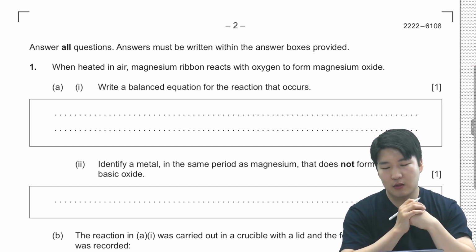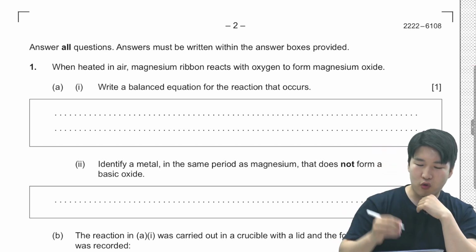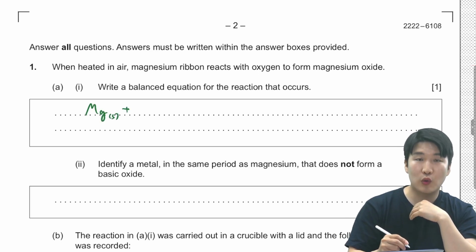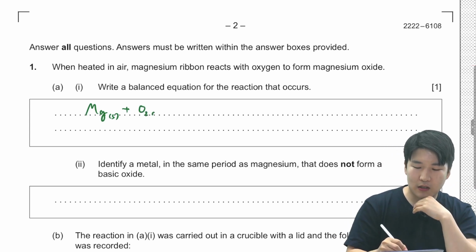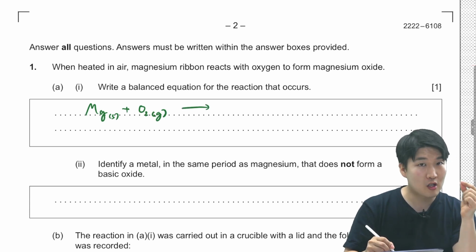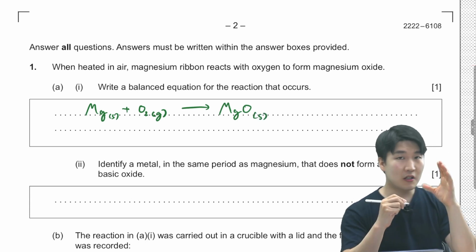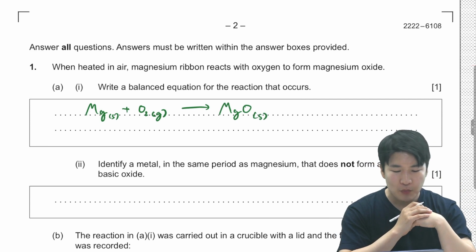Magnesium is being oxidized to magnesium oxide, and we're going to write the balanced equation for this reaction where magnesium solid. Make sure we acknowledge the state of magnesium, and oxygen in gaseous state to become magnesium oxide. And what is the state of magnesium oxide? It's an ionic compound with high melting point, therefore solid state.